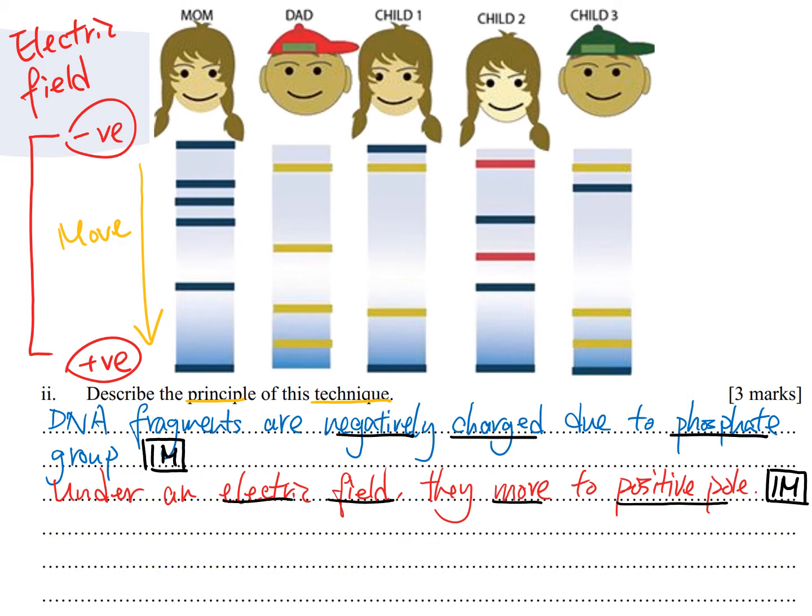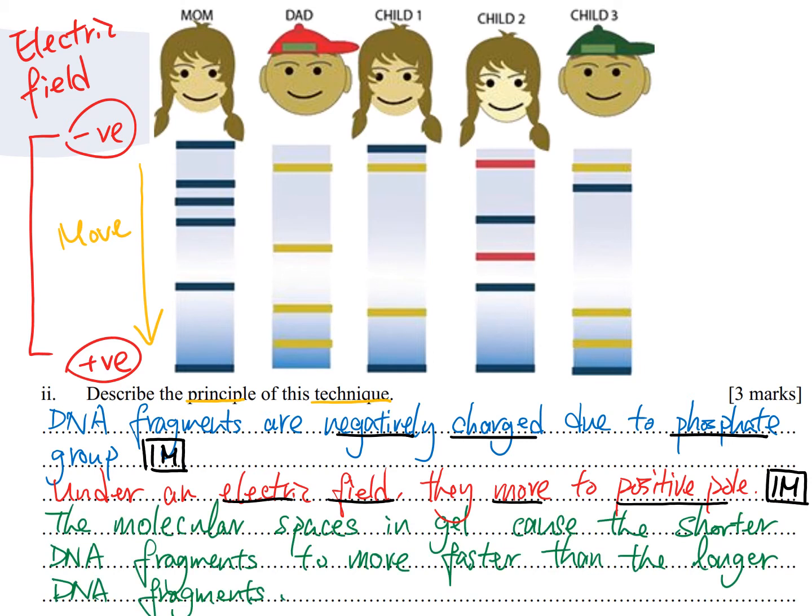And the third mark is, why would some DNA fragments move more? Why would some DNA fragments move less? This is because in the gel, there is molecular space, and this causes the shorter fragments to move faster. Because they're shorter, they're moving easier, they're lighter than the longer fragments. Longer fragments, they are bigger in size, 鈍啲啦, so they tend to move slower. This is the reason. And then you get the final third mark.